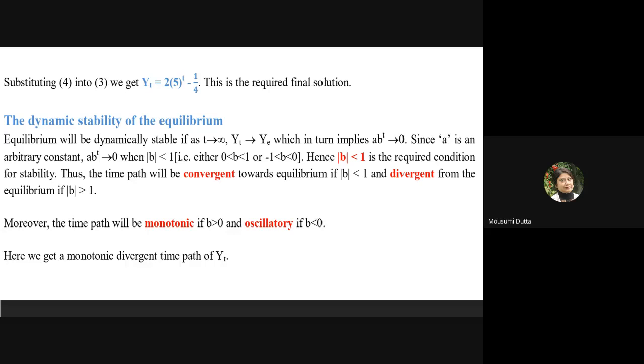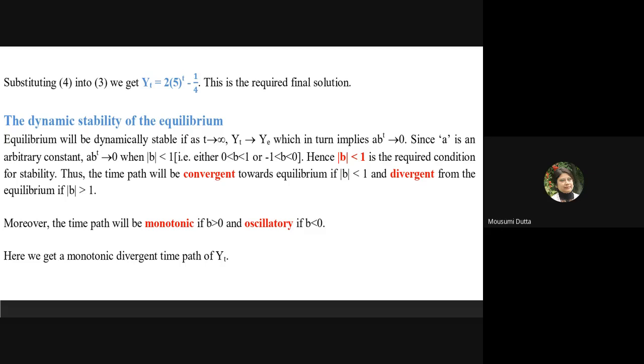On the other hand, if time path moves away from equilibrium, it is the divergent time path. In that case, the equilibrium is dynamically unstable. So what I am telling, if the time path is convergent, equilibrium is dynamically stable. If the time path is divergent, in that case, equilibrium is dynamically unstable. So we need to find out answer to this question first.